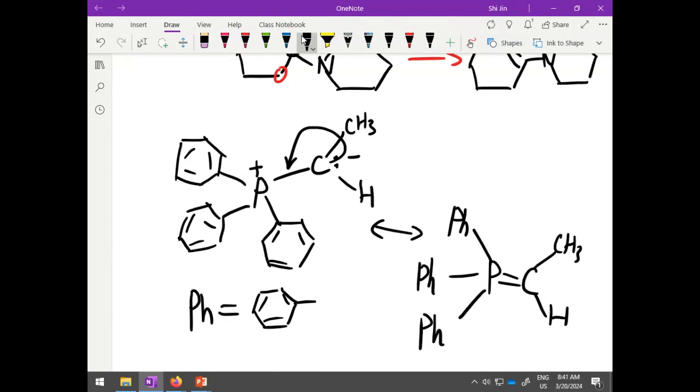As far as contribution goes, this form makes the greater contribution because it has extra covalent bonds. And do not worry about the phosphorus bonding. It can exceed the octet rule because it's a third period element. But the fact that you can write this resonance form shows the carbon is a nucleophilic atom.